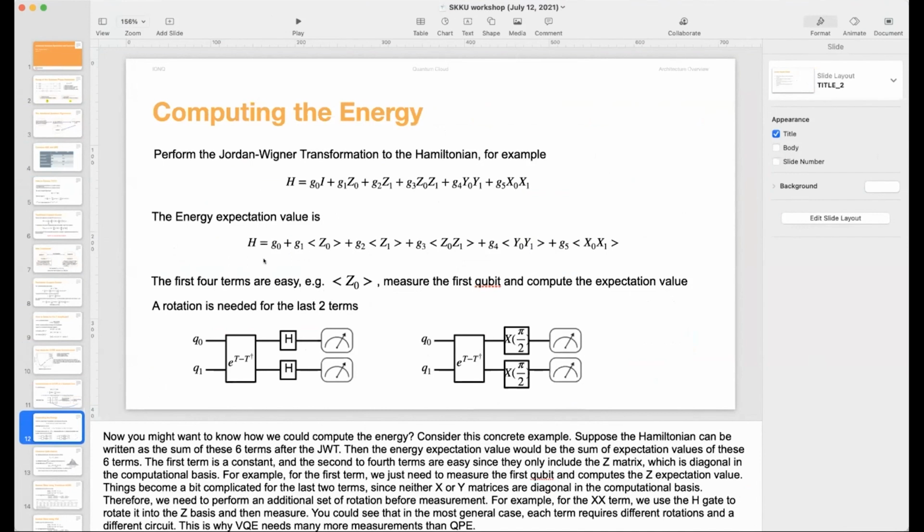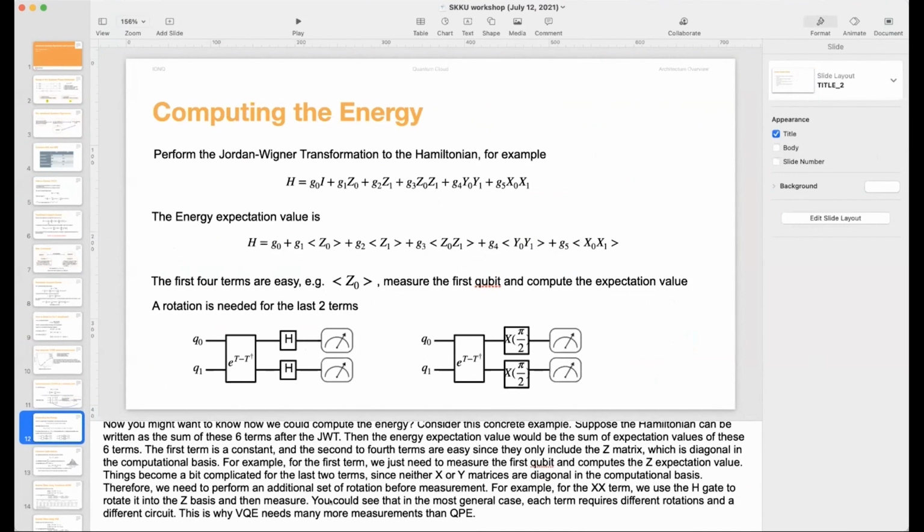The first term is a constant, so we don't consider that. And the second to the fourth terms are easy to compute since they only include the Z matrices, which are diagonal in our computational basis. For example, for the first term, we just need to measure the first qubit and compute the expectation value. And then things become a bit more complicated for the last 2 terms, since neither X nor Y matrices are diagonal in the computational basis.